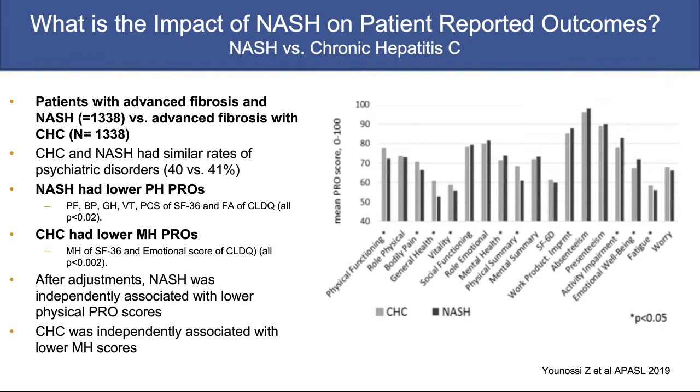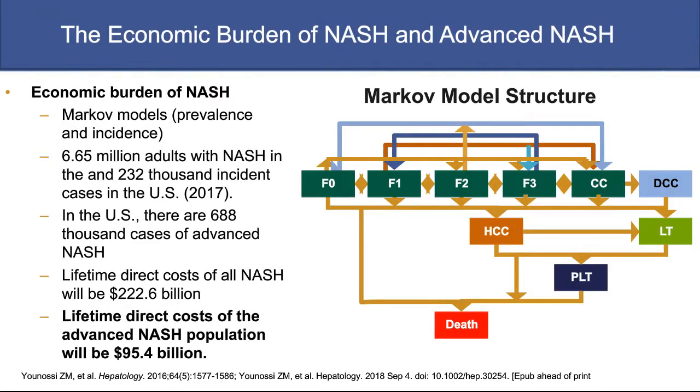The economic burden of non-alcoholic steatohepatitis and advanced NASH is quite significant. This is a Markov model estimating the economic burden of non-alcoholic steatohepatitis. It seems that the lifetime direct cost of all NASH is over $200 billion. When you look at the lifetime direct cost of advanced NASH, with fibrosis stage 3 and higher, it's almost $100 billion. So NASH and advanced NASH could be significant in terms of economic burden to society.